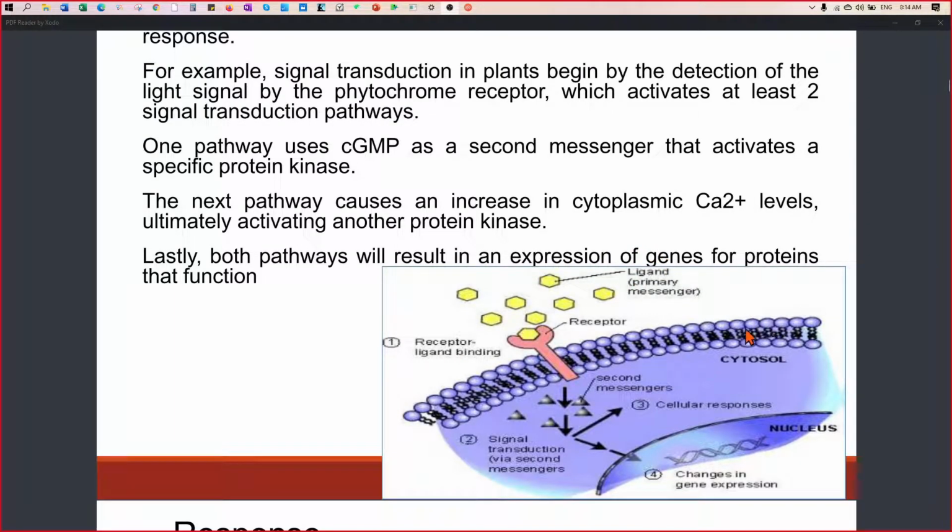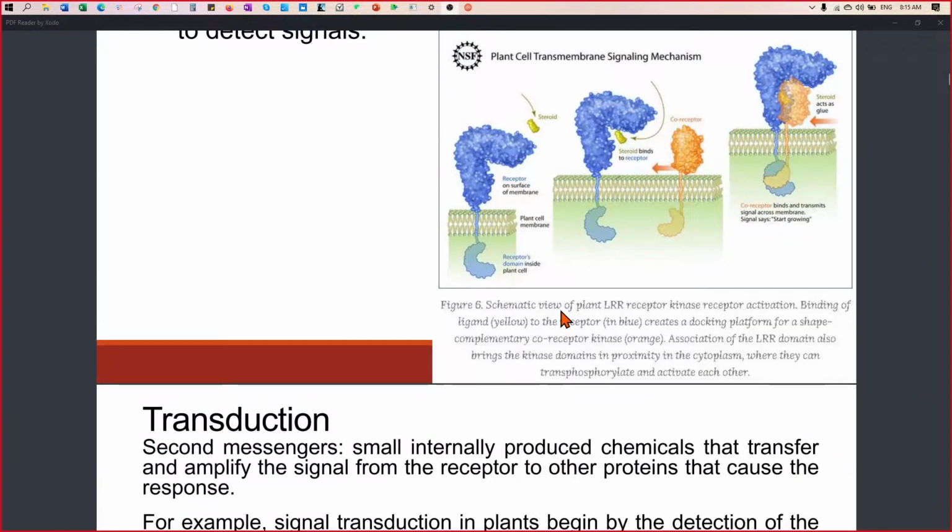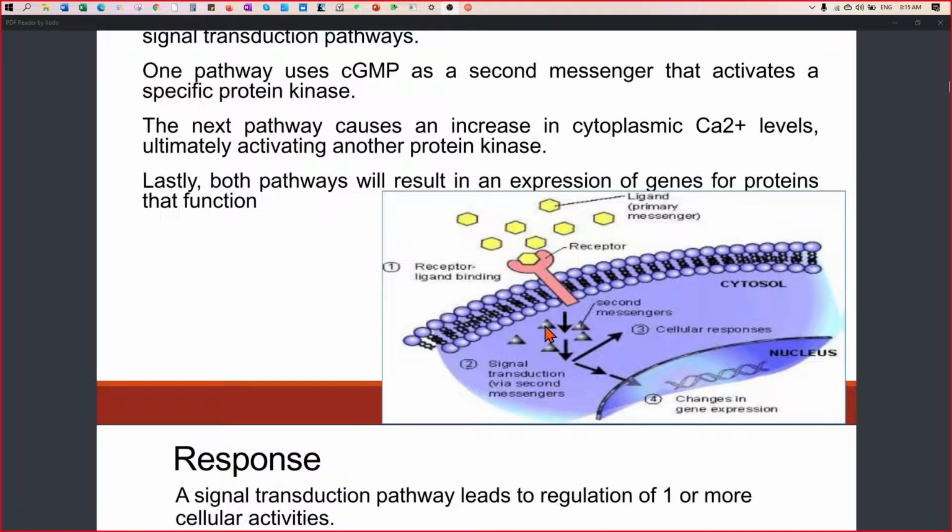I've got another image here. Number one, what happens is the receptor-ligand binding. A ligand is a short sequence of something like polypeptides. I just used a different example here because I want you to know that signals can be anything. It can be chemicals of any classes, any categories. It can be ions. It can be salt. It can be anything.